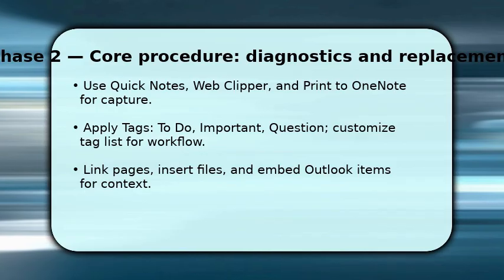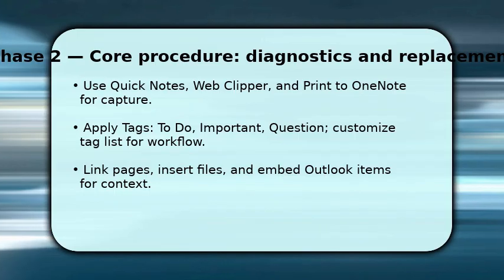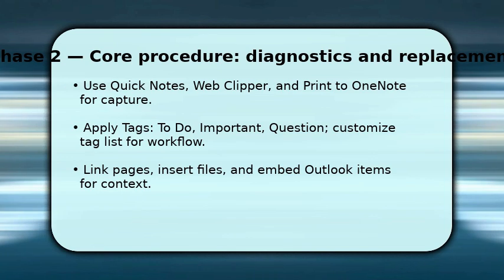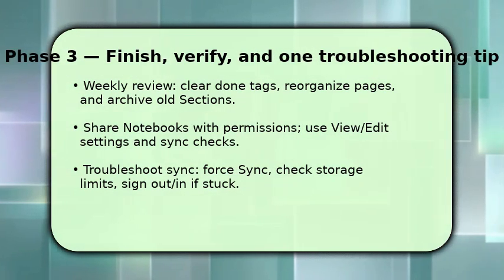Once tagged, link pages together and embed files or Outlook emails to keep context intact. This reduces friction when you resume work because everything you need is in one place and searchable with consistent tags and links. You finalize by setting a weekly review ritual.